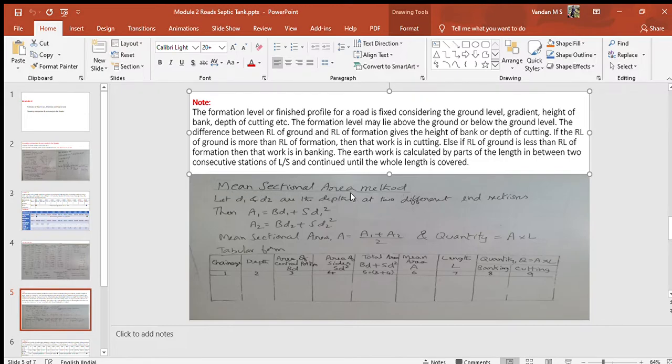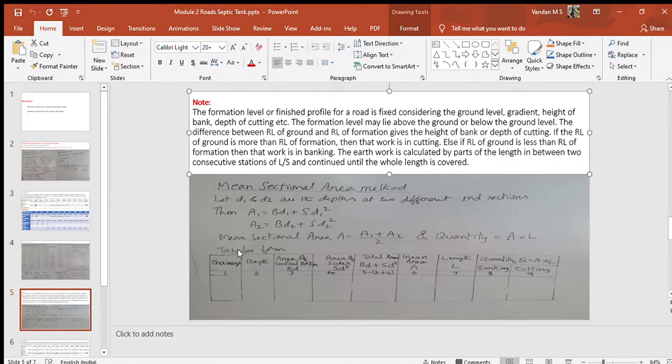Consider a block of earthen embankment with the end faces being trapezium in shape. Let D1 and D2 be the heights at the two end faces of the block. Then the area of the trapezium section at left, A1, is equal to BD1 plus SD1 square. Similarly, the area of the trapezium section at the right end, A2, is equal to BD2 plus SD2 square. Then the mean sectional area A is equal to the average of A1 and A2, and the quantity of earthwork is equal to area multiplied by length.